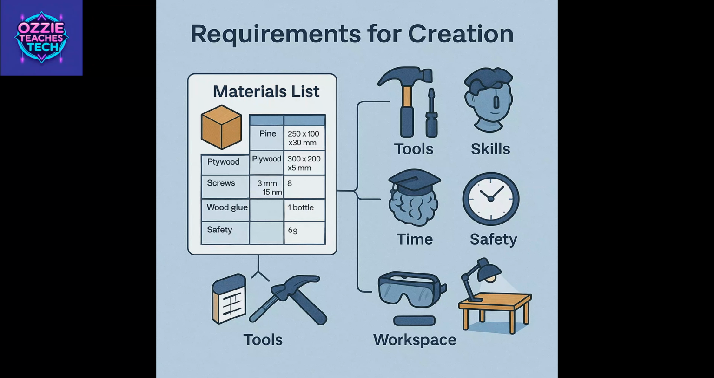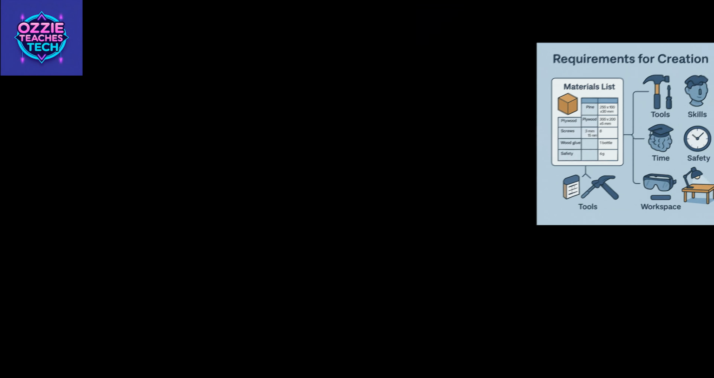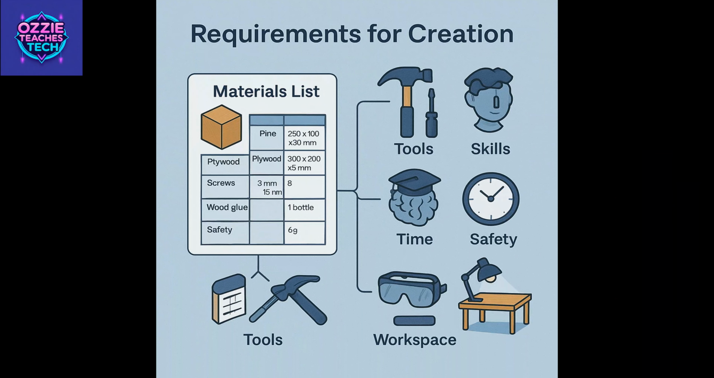2, we talk about the tools and equipment. List everything you will need. Can be hand tools from saw, drill, scissors, to power tools, software digital tools, measuring equipment, and safety equipment. 3, talk about the skills required. Be honest about what you can and cannot do. What skills do you already have? What do you need to learn? Will you need help or supervision for certain steps?